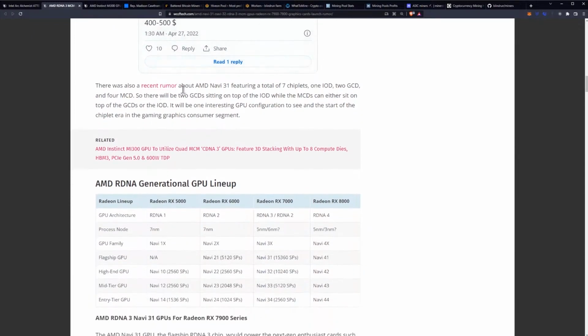There was also a recent rumor about AMD Navi 31 featuring a total of 7 chiplets: 1 IOD, 2 GCDs, and 4 MCDs. So there will be 2 GCDs sitting on top of the IOD, while the MCD can either sit on top of the GCDs or the IOD. It will be one interesting GPU configuration to see the start of the chiplet era in the gaming graphics consumer segment.